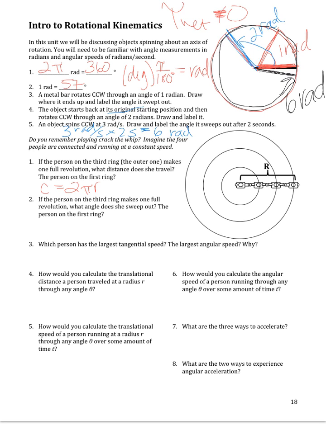So what if we wanted to figure out the distance that the first person in the first ring traveled? Well, then their circumference would be 2 pi times a shorter radius, so 1/3 the radius.